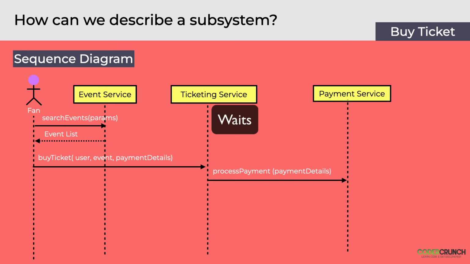The payment service takes in the payment details and sends a request to the payment processor in order to charge the ticket fee. The payment processor charges the ticket fee and returns the response back to the payment service, which further sends the response back to the ticketing service.